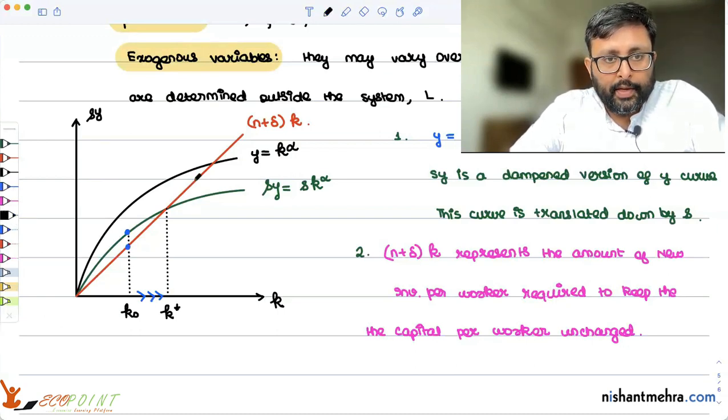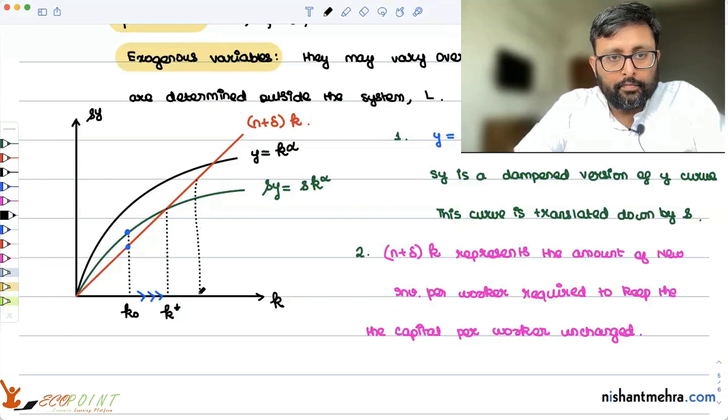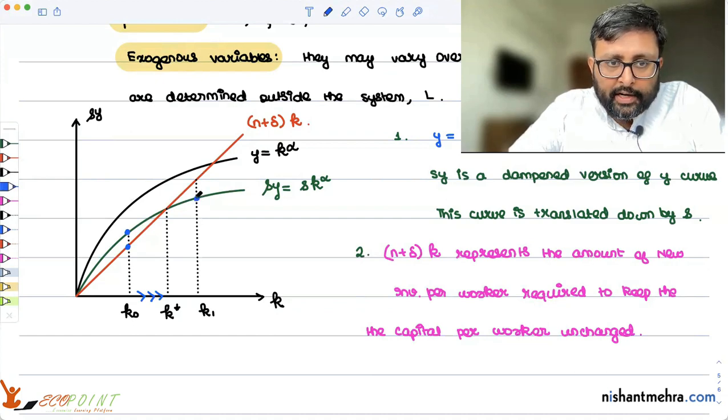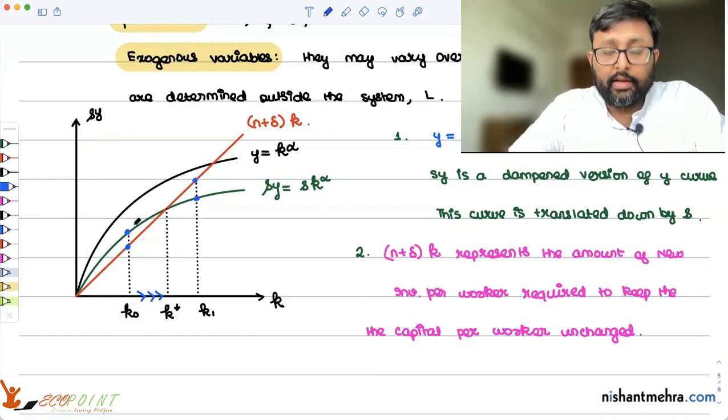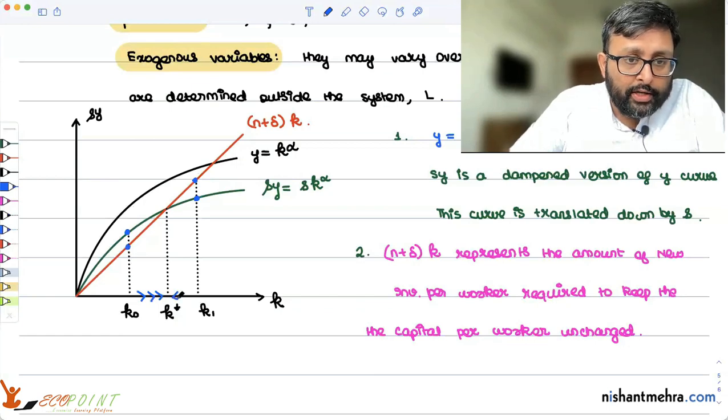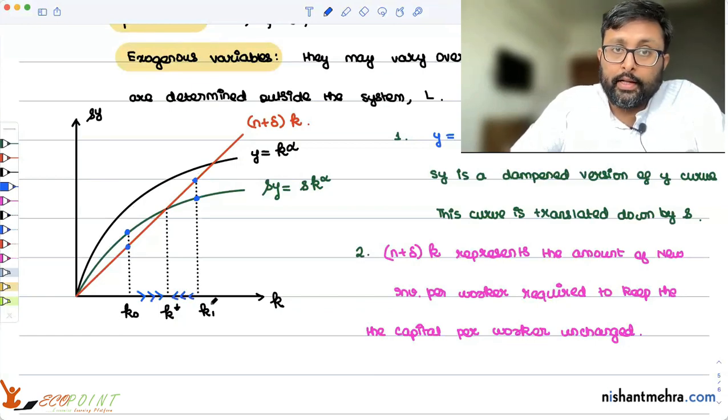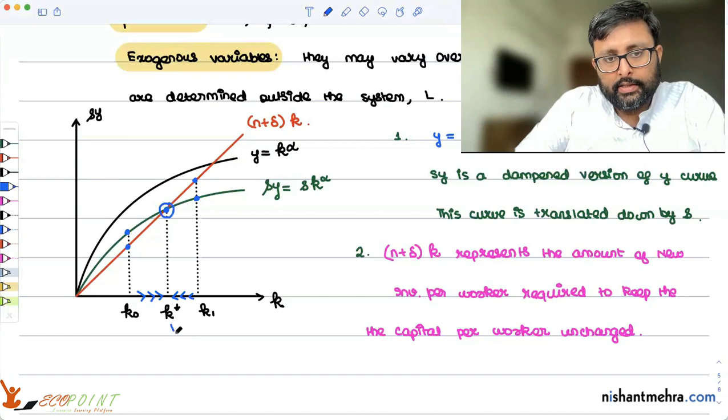Similarly, here, the number of machines added per worker is less than the number of machines that need to be added per worker. So the capital per worker is going to fall. When capital per worker is going to fall, it is going to fall till when? Till the steady state is reached. That is at this point. So this is the steady state.